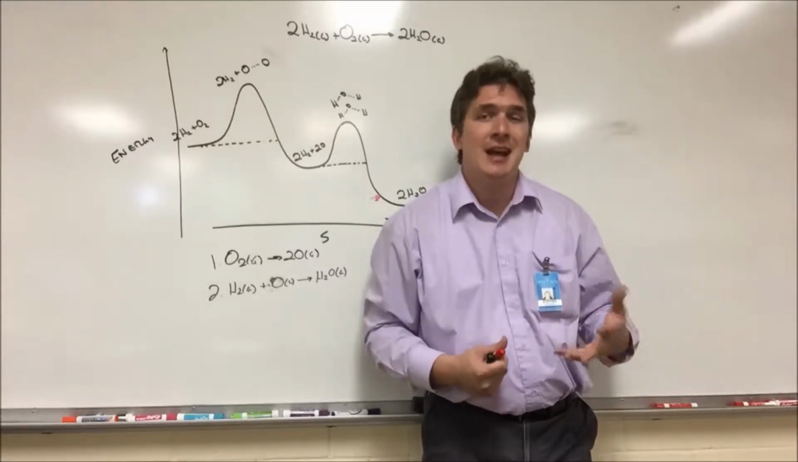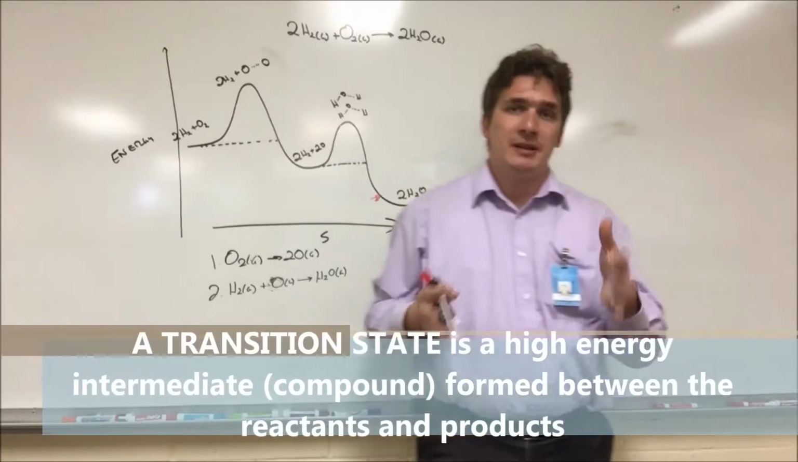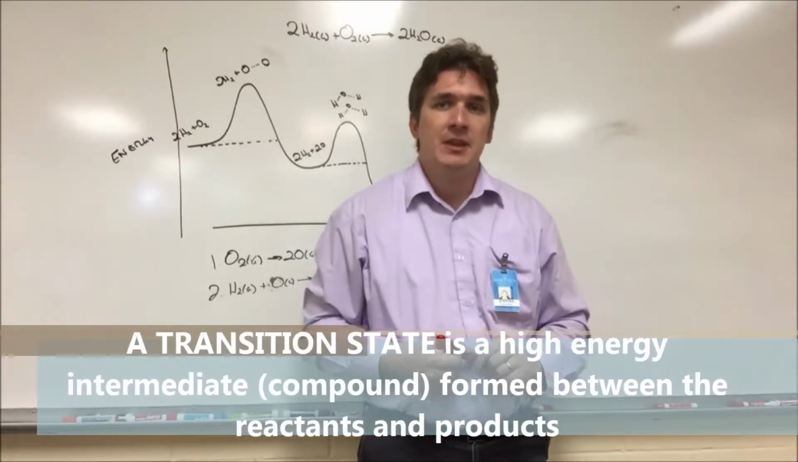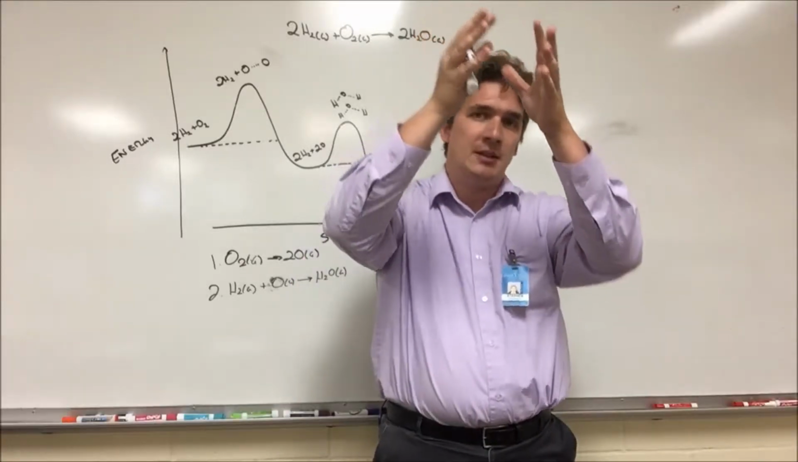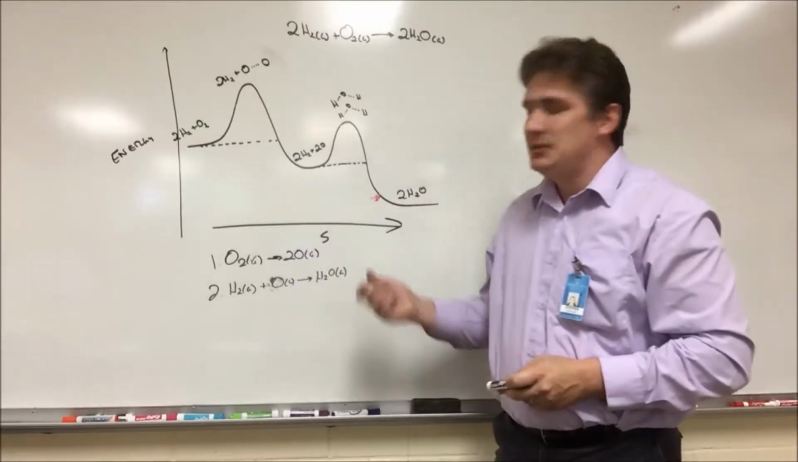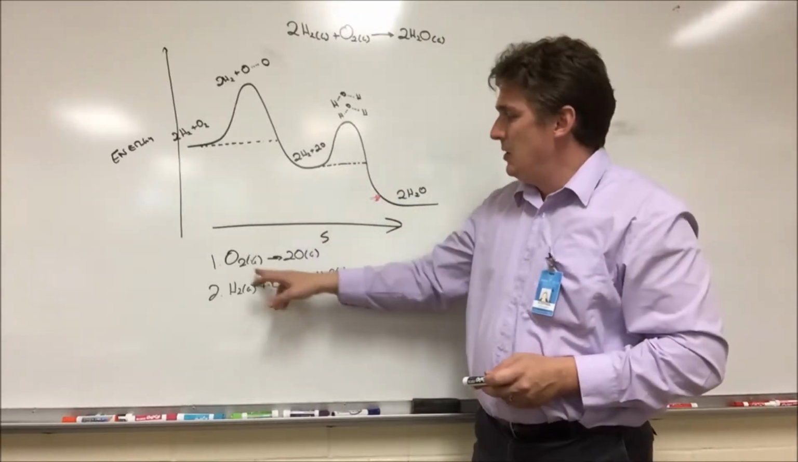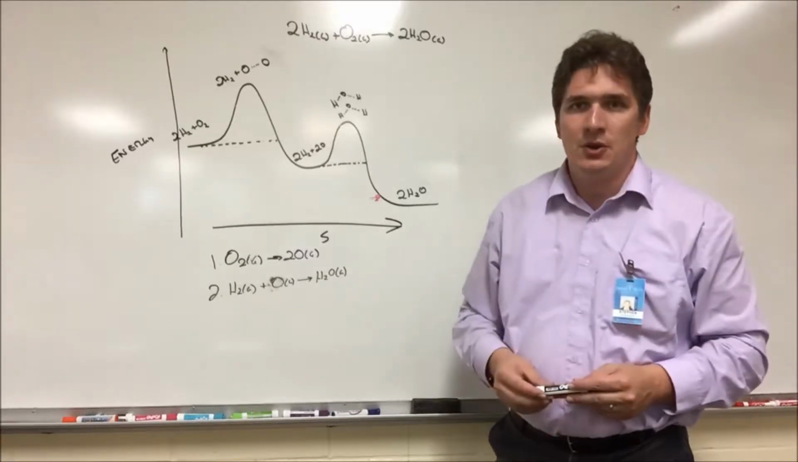So a transition state is a high energy intermediate between reactants and products. And for a single reaction mechanism, there's only one transition state. So we have the reactants, they have to gain some energy, react, and then they go back down in energy, and that high peak is what's called the transition state. So we had two mechanisms in the previous video, O2 going to 2O, and H2 plus O going to H2O.